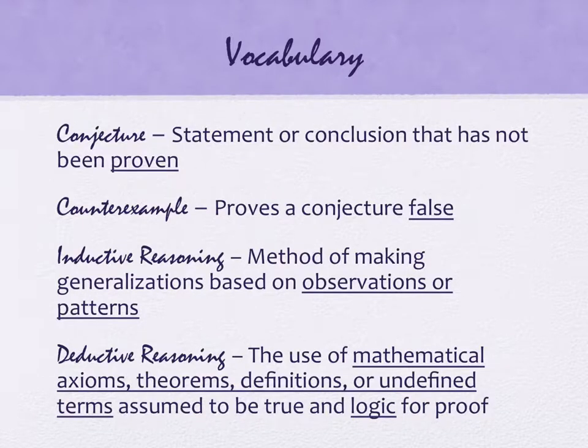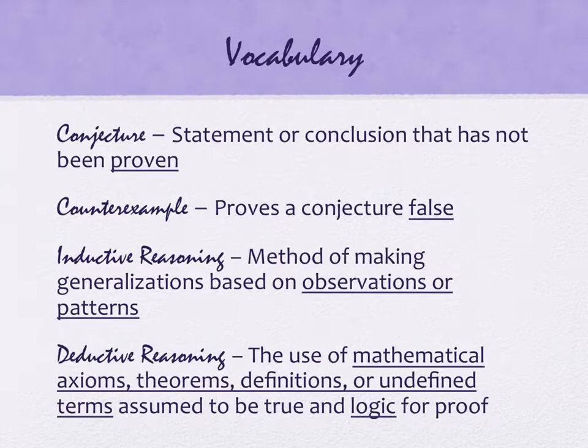A conjecture is a statement or a conclusion that has not been proven. You might also think of it kind of like the word hypothesis, right? It's what we typically are saying we believe to be true. We don't know necessarily if it is. A counter example is something that proves a conjecture false. It means the conjecture didn't work.